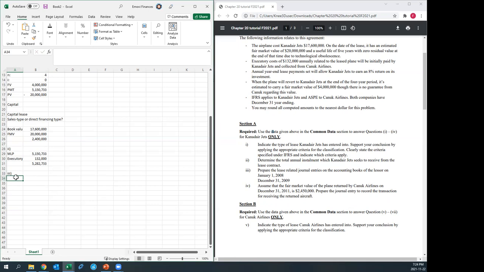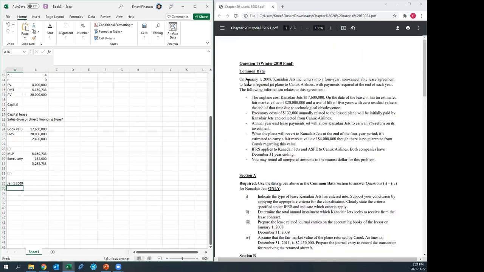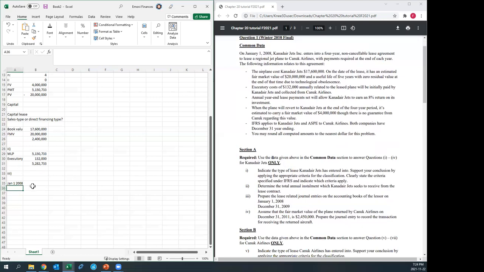So for the third requirement, prepare the lease-related journal entries on the accounting books of the lessor on January 1st, 2008 and December 31st, 2009. I'm going to start with January 1st, 2008. So this is the date that they entered into the lease agreement. So the transaction is they're going to first recognize their lease. Well, this is the journal entry for the lease payment receivable. So this is the full amount of payments that they're going to receive from the lessee.